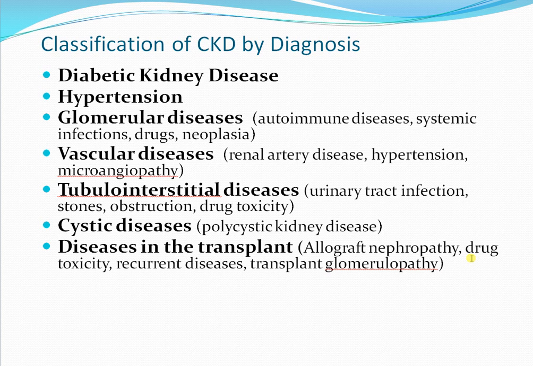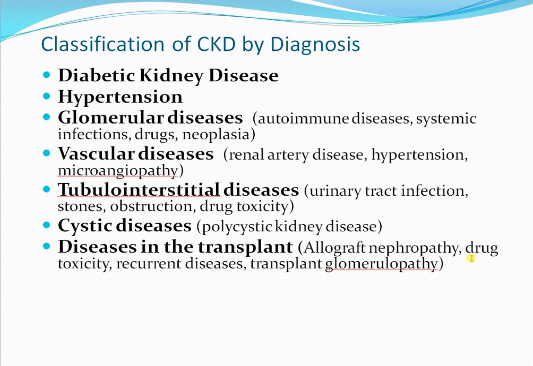So we defined what is chronic kidney disease. Now let's talk about the classification of chronic kidney disease. The two most common diseases that lead patients to go on to end-stage renal disease are right up front. The most common being diabetic kidney disease or diabetic nephropathy, the second being hypertension. The remaining causes are common but not as common as diabetes and hypertension.